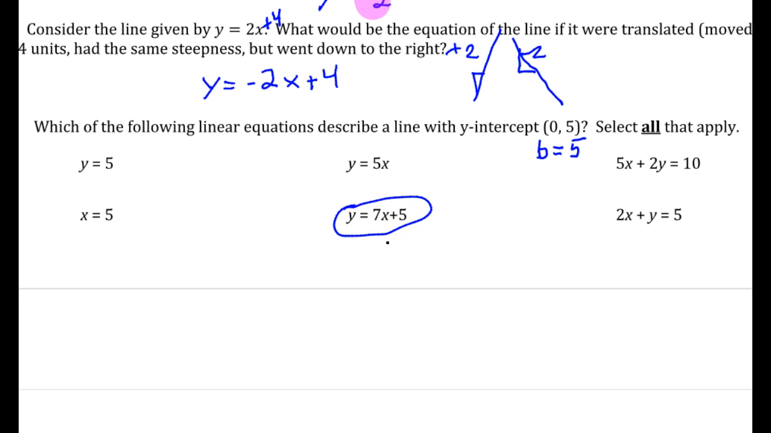So there are a couple of ways of doing this. I recommend writing them in slope-intercept form and just seeing, is there a positive 5 over here? It has to be positive. So, for instance, here, write this in slope-intercept form: y equals 5 means 0x plus 5. So that also has a y-intercept of 5. And what's the y-intercept here? There is no y-intercept, it's just 0, so that's not going to work. And over here, that's a vertical line. It doesn't have a y-intercept.